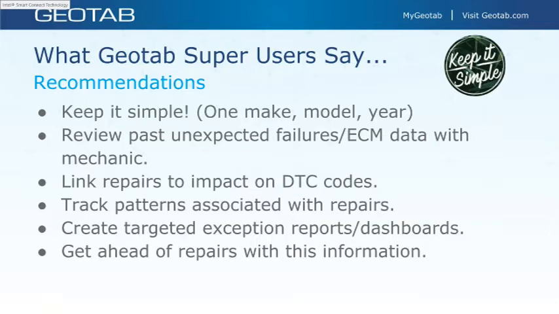And now you've got a huge amount of information to go forward with, and then you can maybe even group a bunch of vehicles in that section and start looking at them as a group, saying, look at what we're seeing for these other vehicles similar to this vehicle. What can we do to avoid this repair going forward, and work with your mechanic on that? So you're going to link the repairs to the impact of the DTC codes, track the patterns associated with those repairs, and, as I said, create targeted exception reports and dashboards to help you manage those repairs, and then get ahead of them with this kind of information.